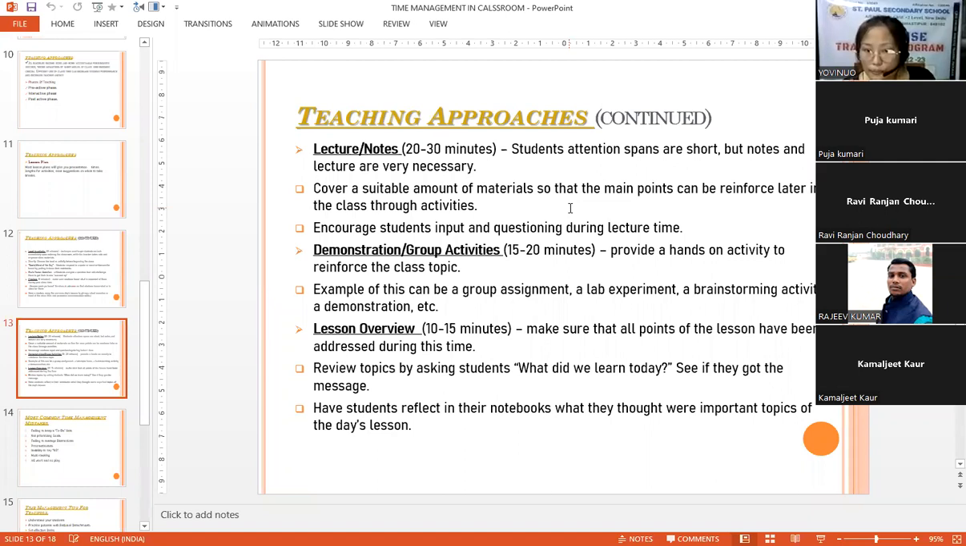Lesson overview. Make sure that all points of the lesson have been addressed during this time. Review topics by asking the question, what did we learn today? See if they got the message. Have students reflect in their notebooks on what they thought were the important topics of the day's lesson.